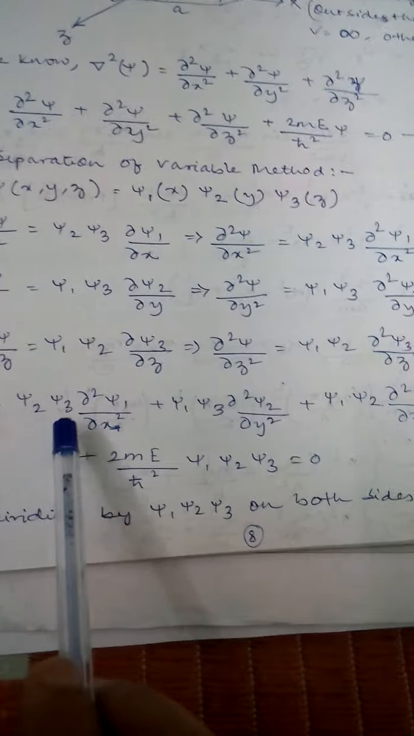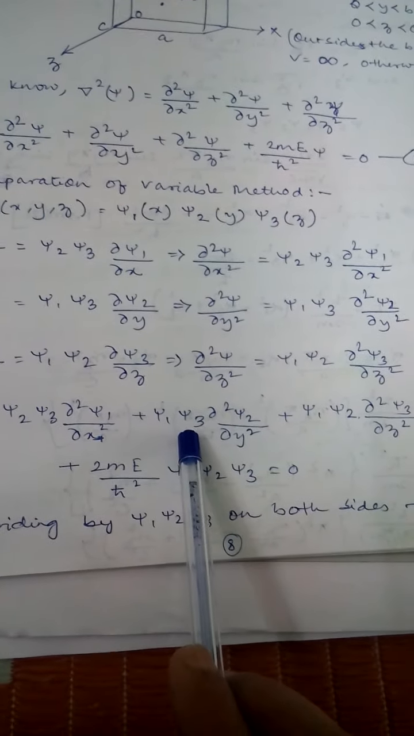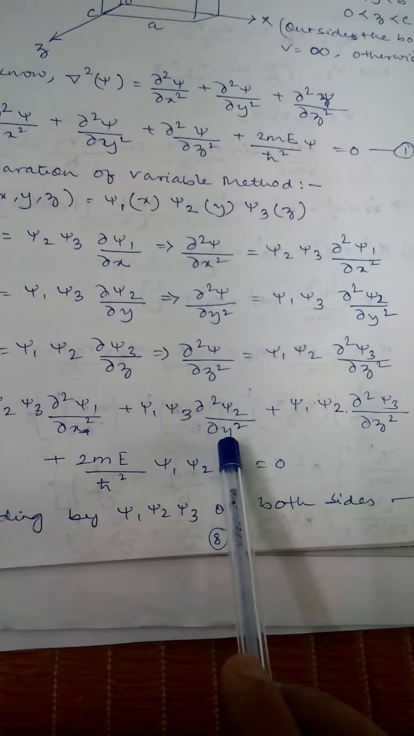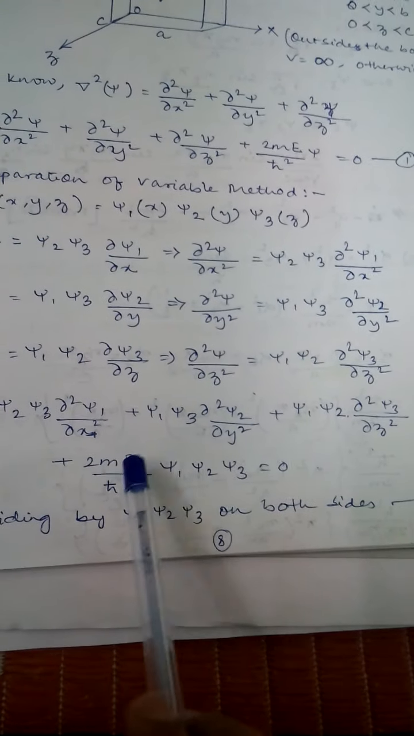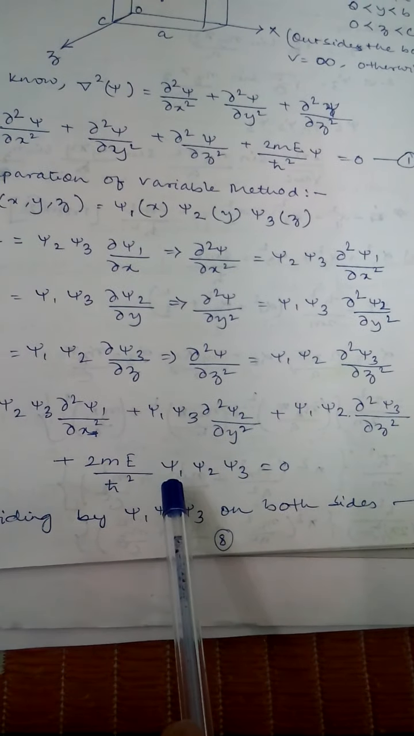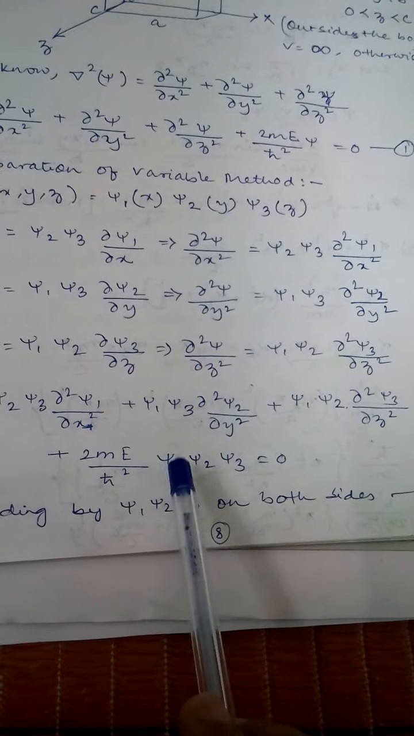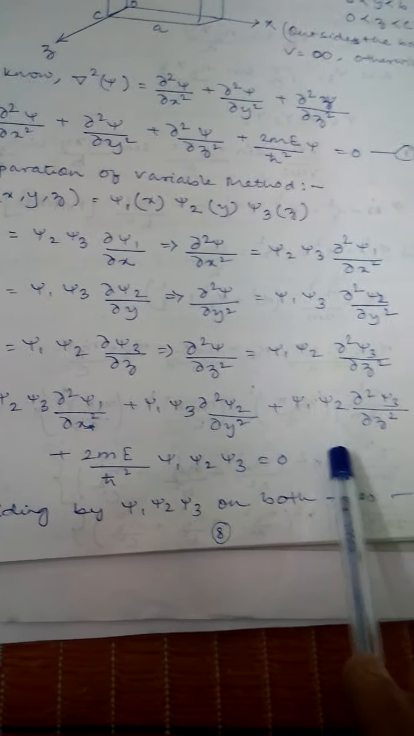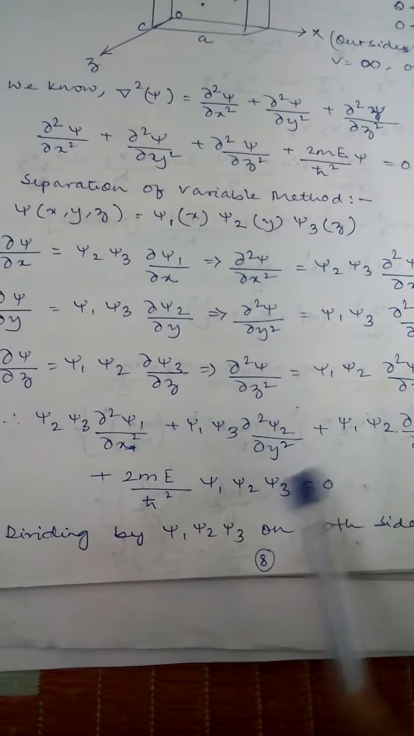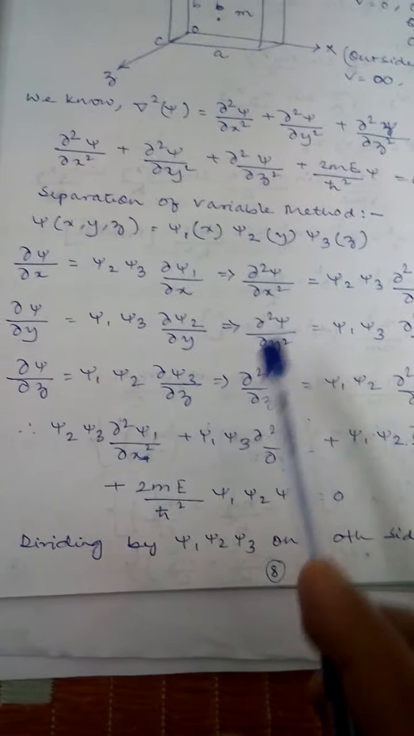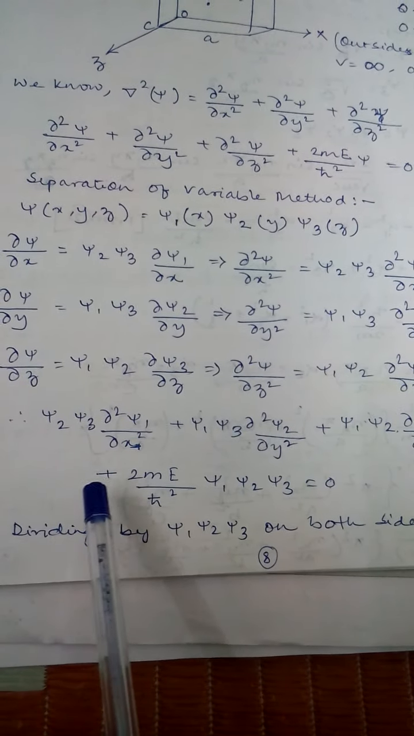So putting all these values in equation 1, we get psi 2 psi 3 into del square psi 1 by del x square plus psi 1 psi 3 del square psi 2 by del y square plus psi 1 psi 2 del square psi 3 by del z square plus 2me by h cut square into psi 1 psi 2 psi 3 equals 0. So this is our expression after putting the values of these variables.